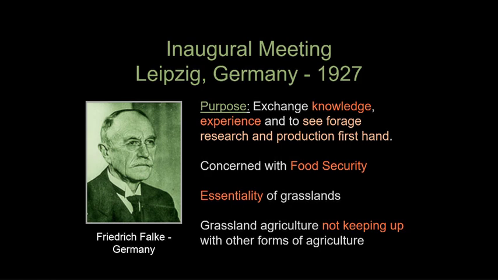They knew the value of getting out there and seeing these things firsthand that you cannot get from just talking about it. They were concerned with food security. They had been through the First World War. They knew that food security meant national security, and they knew what it meant to not have what you need to eat. They were especially concerned with the grasslands. And grasslands agriculture at that point in time was not keeping up with other forms of agriculture, and they were worried. There was a palpable sense of urgency in what they wrote in these early writings that they left us.